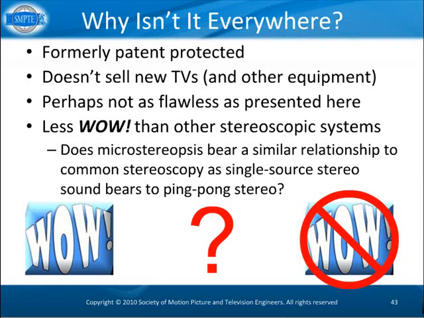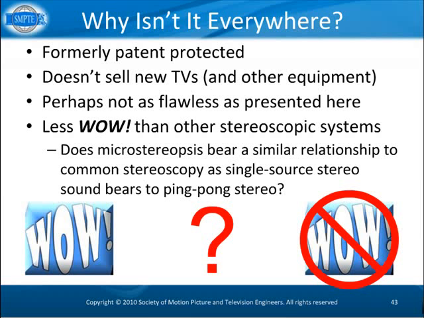So why isn't it everywhere? Well, one reason is it was formerly patent protected. I mentioned these two patents, and the ops people certainly had the Beiser patent available to them. They probably had the Songer patent, and so they could prevent anyone from using the system. But those patents have now both expired. They've been expired for several years.